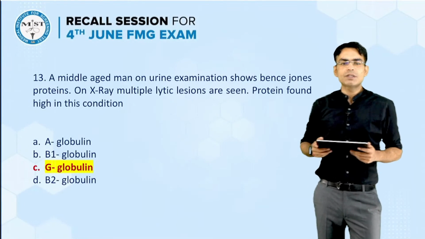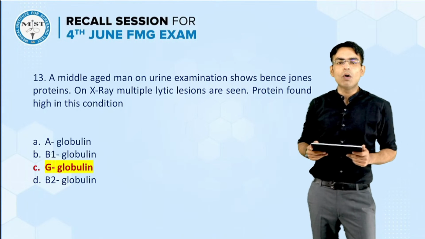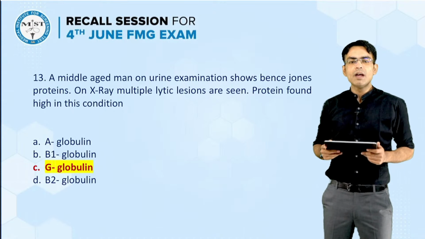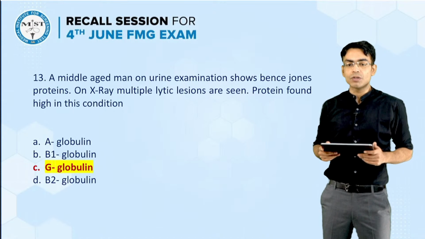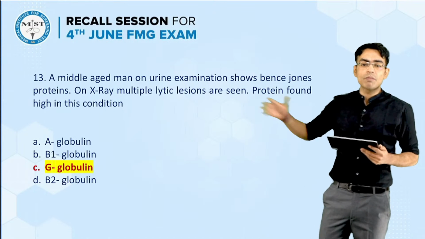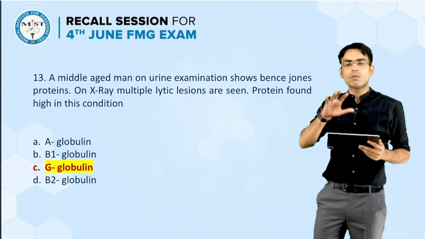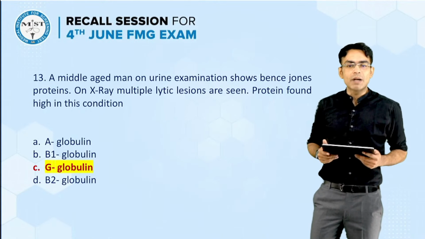Again, moving to the next question, 13th number. In a middle-aged man, urine examination shows Bence Jones proteinuria. On X-ray, multiple lytic lesions are seen. Which protein is found high in this condition? Now, if there is any other history which you remember from this particular question, please let me know. But this question seems to be moving towards multiple myeloma.